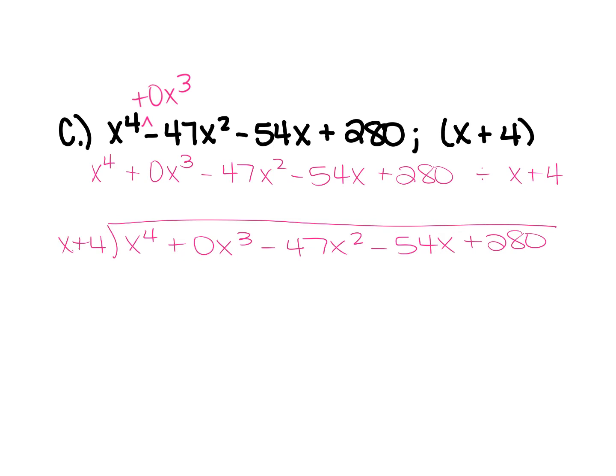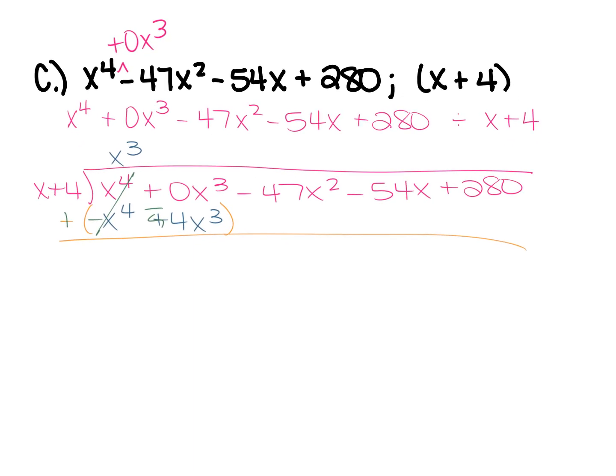Ask yourself, x times what is x to the fourth? That's x cubed. So x cubed times x is x to the fourth power. x cubed times 4 is 4x cubed. We subtract these. Distribute that negative. Add your opposites. Your x to the fourth powers cancel. 0x cubed minus 4x cubed is negative 4x cubed.